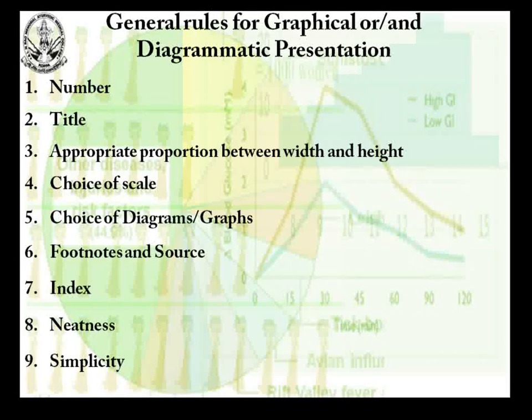Then it comes to footnotes and source. If required, any graph or diagram must be accompanied by a footnote and/or source to clarify all points related with depiction. Then index. An index illustrates lines, shades, colors, etc. They must be easily understandable by readers.